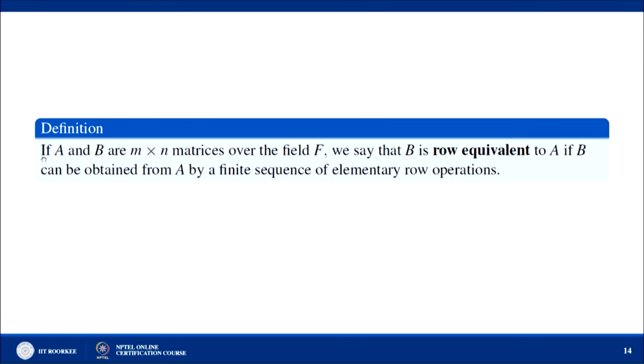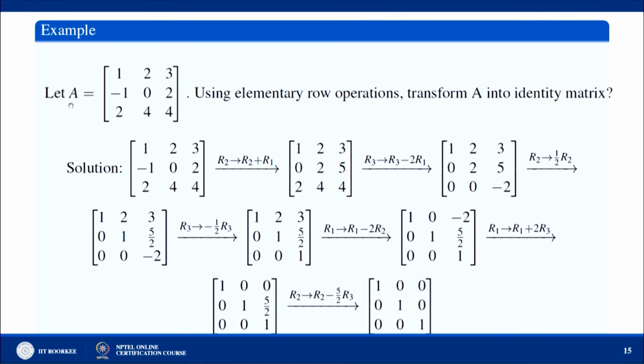Definition: if A and B are M cross N matrices over the field F, we say that B is row equivalent to A if B can be obtained from A by a finite sequence of elementary row operations. You see, you have a matrix A and you apply some elementary row operations on that matrix and you get a new matrix B, then we say that the matrix B is row equivalent to A. Okay. Now, we discuss this example.